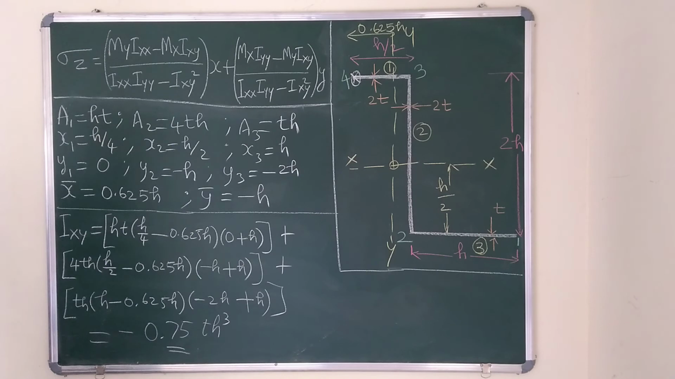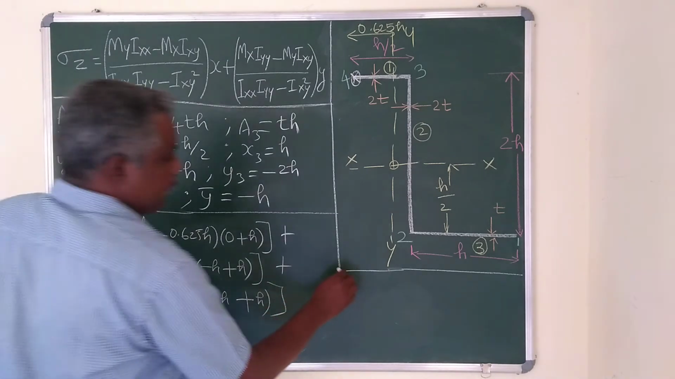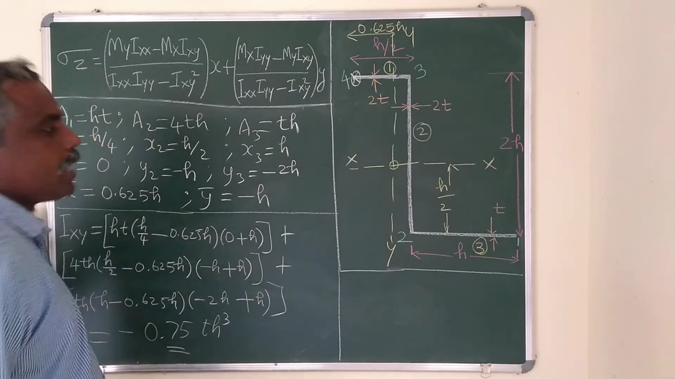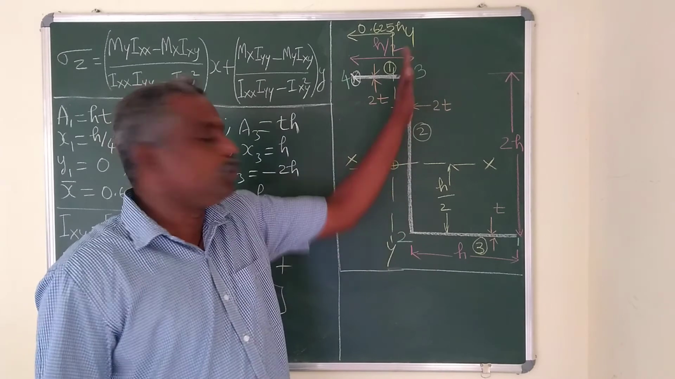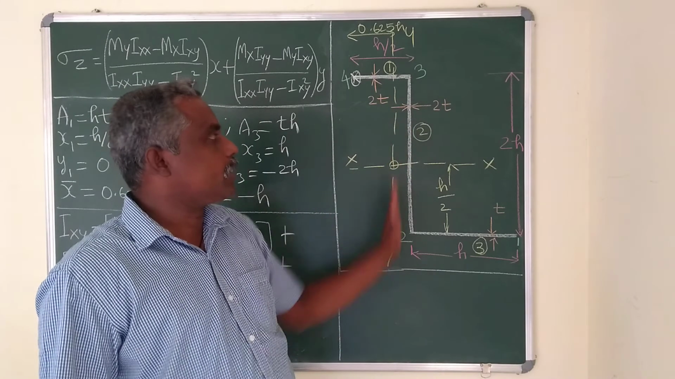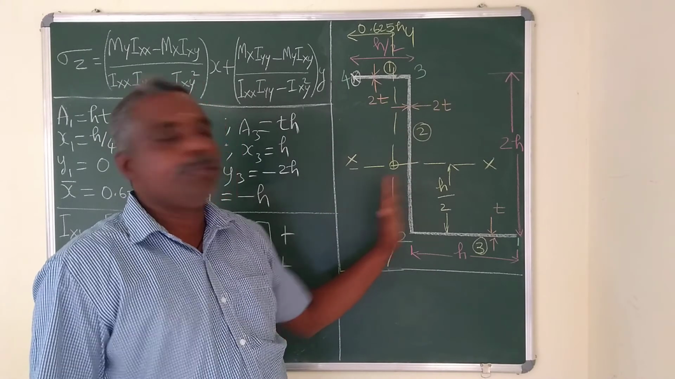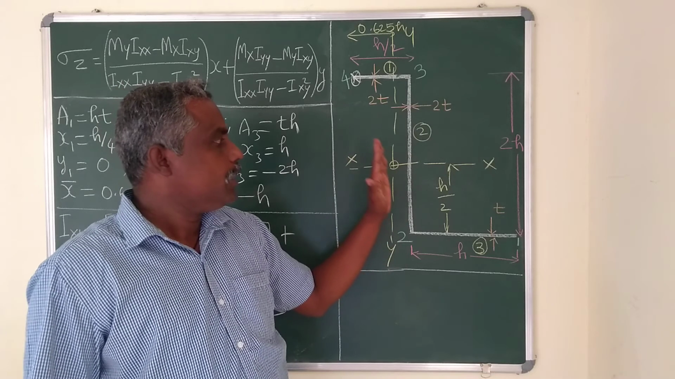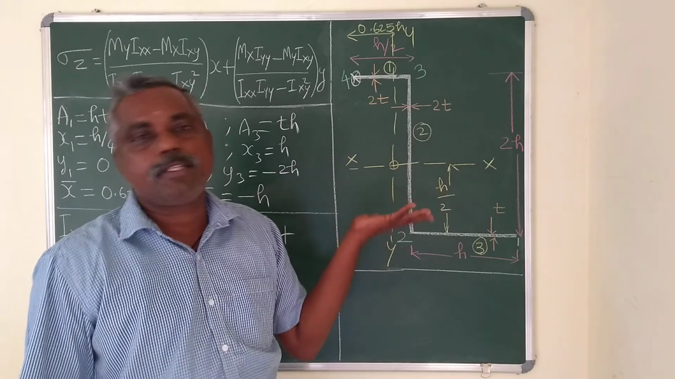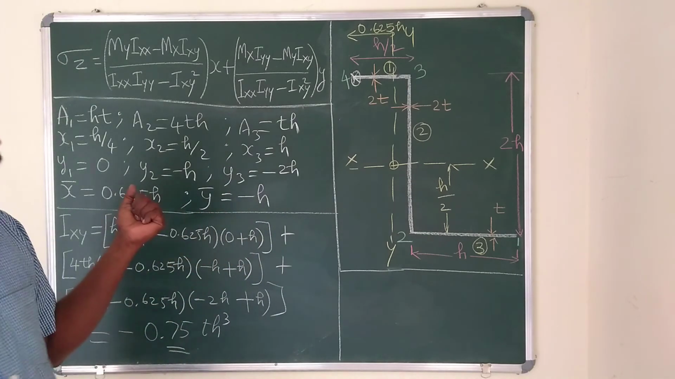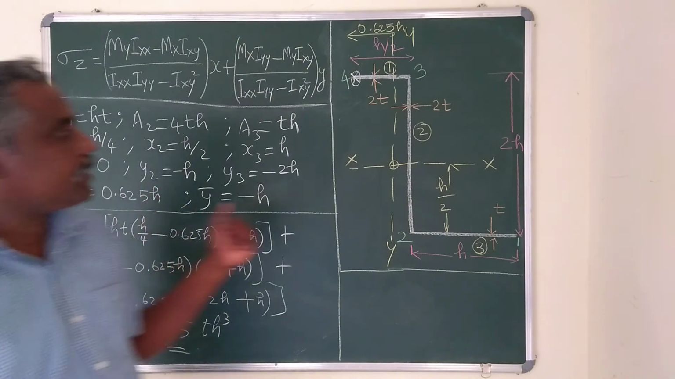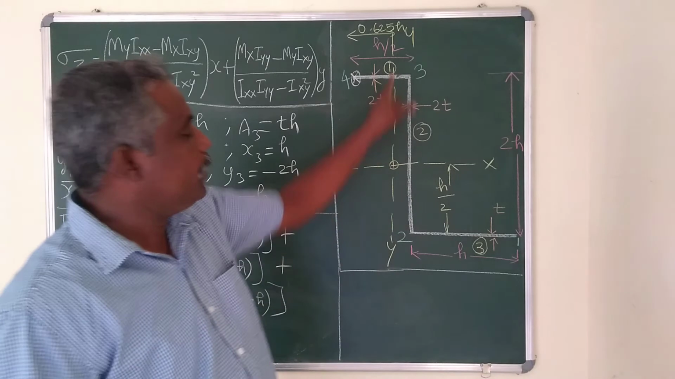Now we have to substitute this Ixx, Iyy, Ixy in this expression. Before substituting that, we need to write down the moment. I told you in the beginning itself, the moment is acting in the plane of web 2, 3. Whenever the moment is acting on a vertical plane, it is referred to as Mx. When the moment is acting on a horizontal plane, it is referred to as My. In the problem it is said that the moment is acting in the plane of web 2, 3.